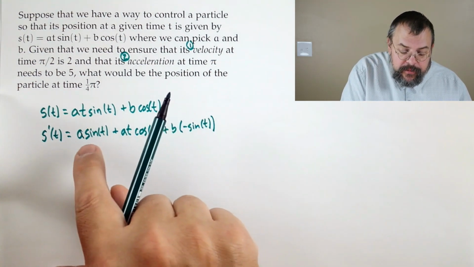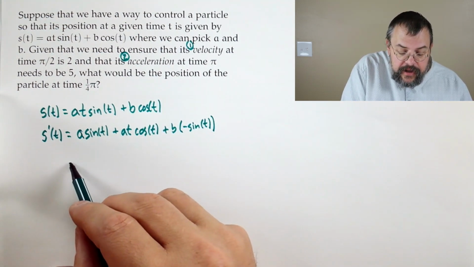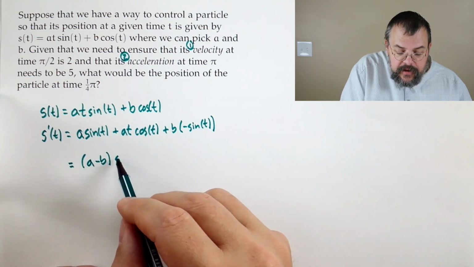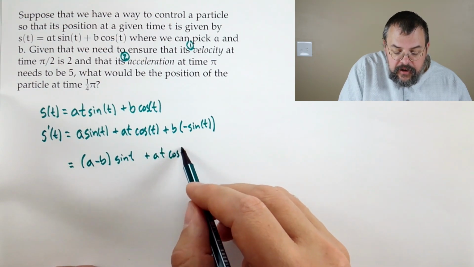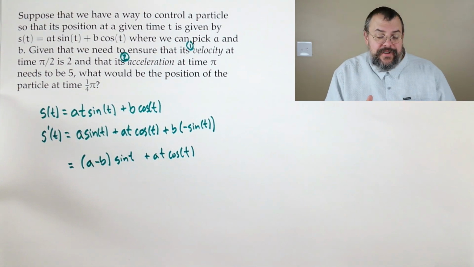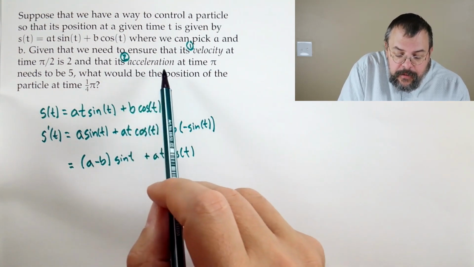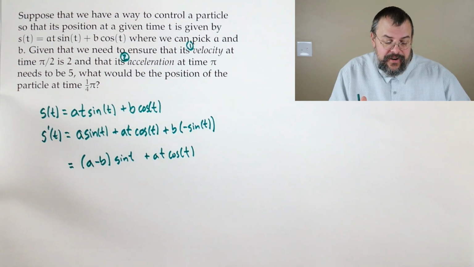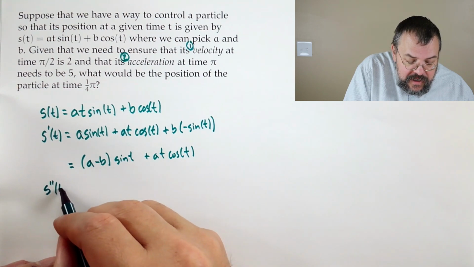If we wanted to, we could actually combine those together. See, they both have sine t. So we could write this as, for instance, a minus b times sine t, then plus at times cosine t. It may or may not help us. At the very least, it's a little bit shorter to take the next derivative. Because we're going to need the next derivative, that's where the word acceleration comes into play. Acceleration is the second derivative. So we have the second derivative, s double prime of t.